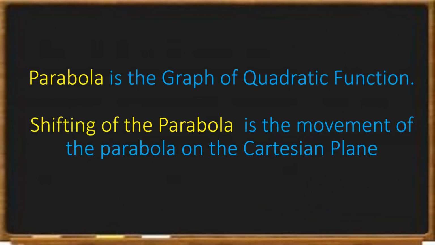The parabola is the graph of quadratic functions. So, if you see a graph which is in the form of parabola, it represents a quadratic function. So what is the shifting of the parabola? It is the movement of the parabola on the Cartesian plane, whether it moves upward or downward, to the left or to the right. And then we count how many units.